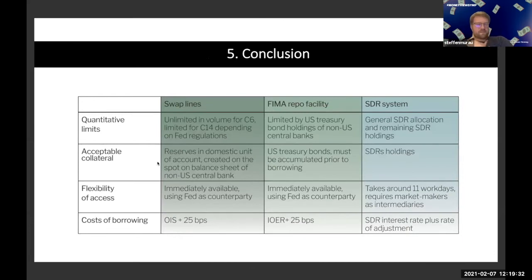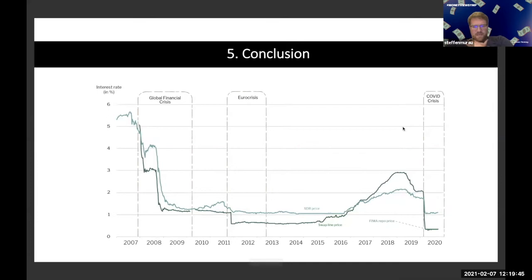We compare those three mechanisms with regard to quantitative limits, acceptable collateral, flexibility of access, and cost of borrowing. Bottom line is that swap lines are always better than FIMA and SDR. And I want to end with just a price comparison. So we had the price for the swap lines, which is consistently below the SDR price, as you can see here, in crises. So they would always lower it when it was really used.